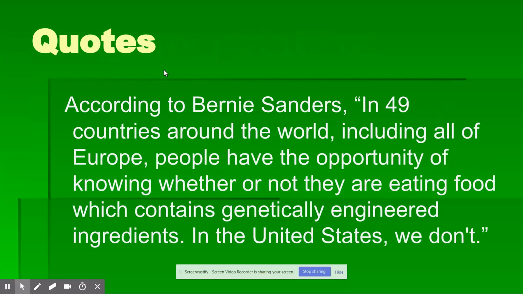And lastly, we can fall back on that trusty quote. Again, I found this one simply from Googling quotes about GMOs. So this says, according to Bernie Sanders, in 49 countries around the world, including all of Europe, people have the opportunity of knowing whether or not they are eating food which contains genetically engineered ingredients. In the United States, we don't.